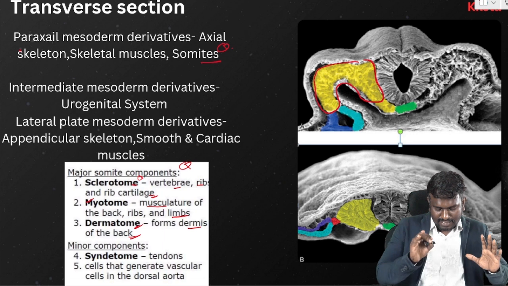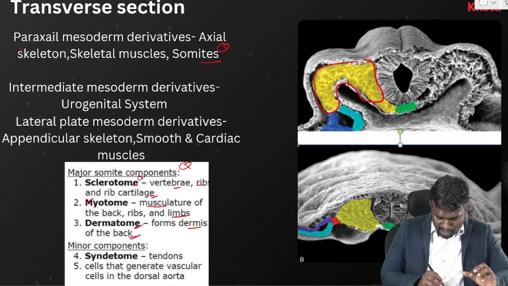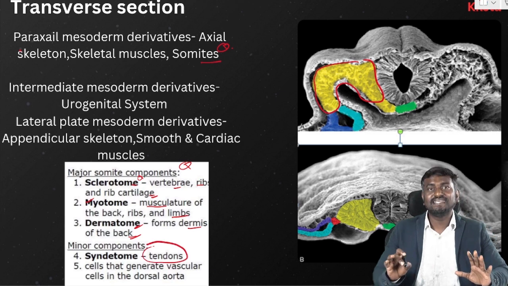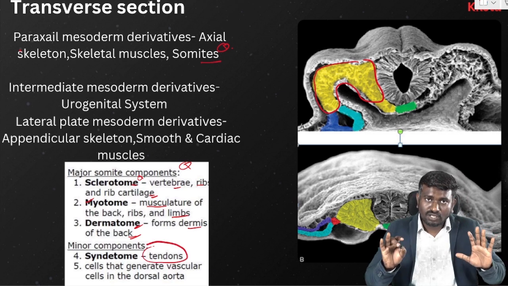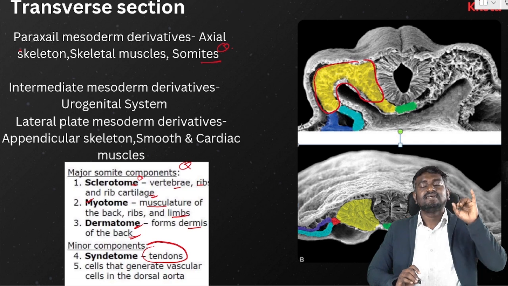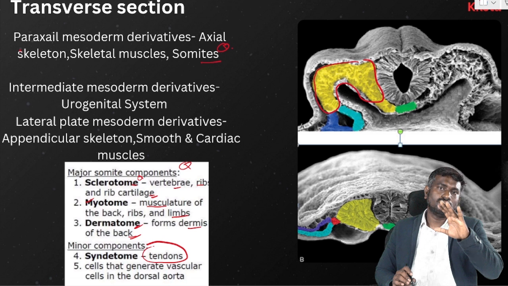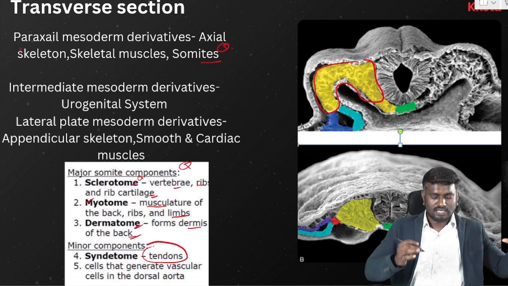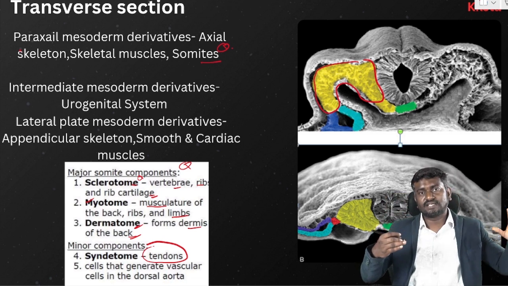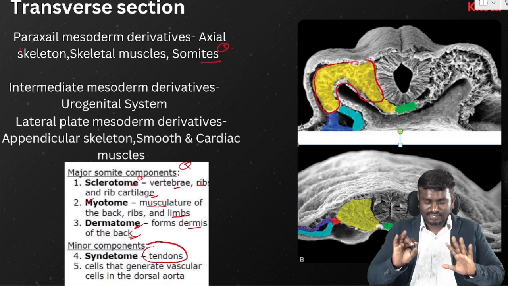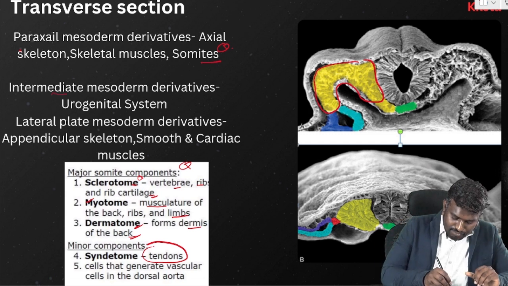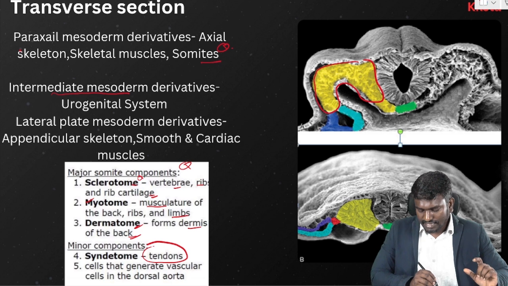Dermis of the back. Next, we also have the minor component, which is going to be the syndetome, which is going to form the tendons. At least please remember this much. So paraxial mesoderm, axial skeleton. Second, it is going to form the skeletal muscles and all those somites. Somites are further classified into sclerotome, myotome, and dermatome. That's it.